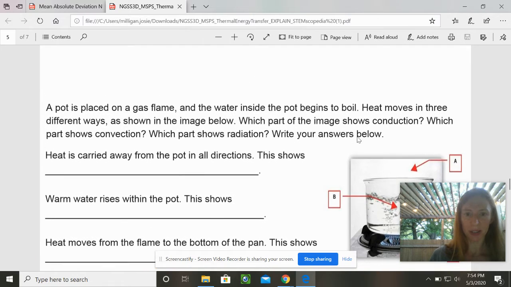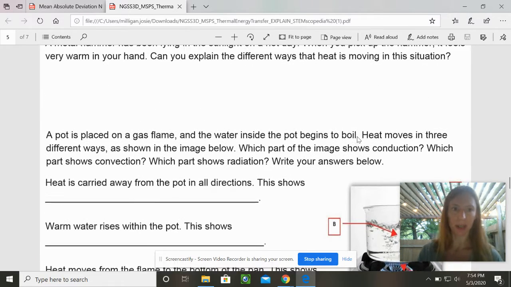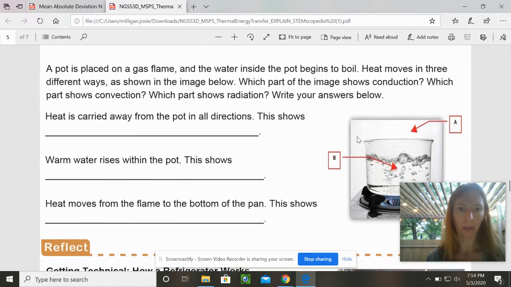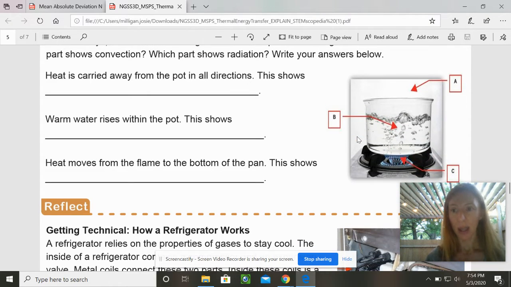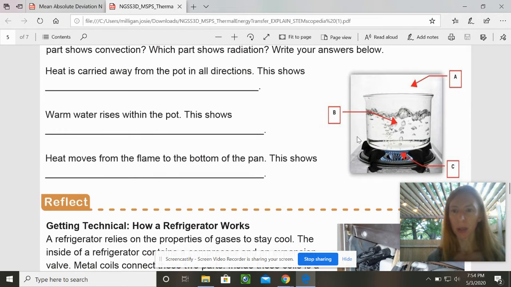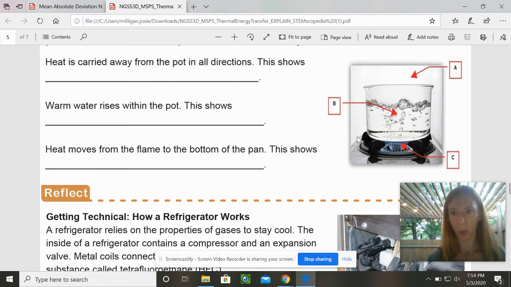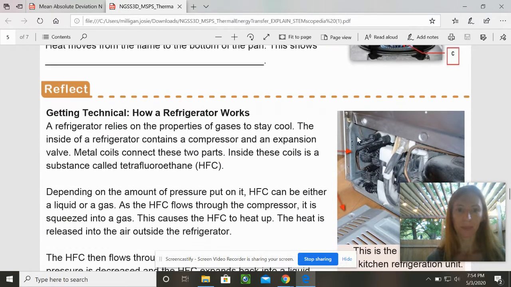Here are some questions that you're going to have to answer in your assignment today. Heat is carried away from all the pots in all directions. This shows. You actually have to label A, B, C. One is radiation, one is convection, one is conduction. So make sure that you kind of understand one of them is material on material. One of them is that air moving. And one of them is that direct flame.